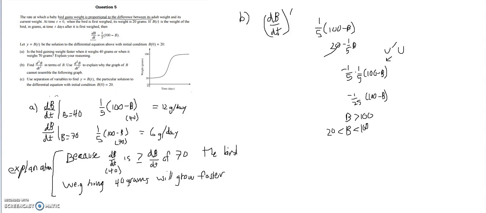So you'd have to say, because in graph B, in the interval 20 to 100, the d squared B over dt squared is negative, meaning concave down.